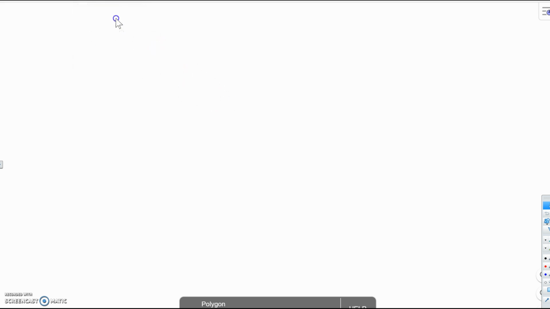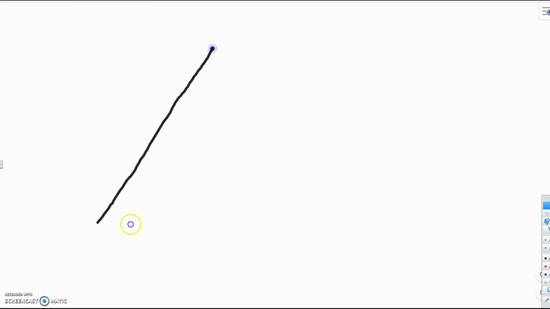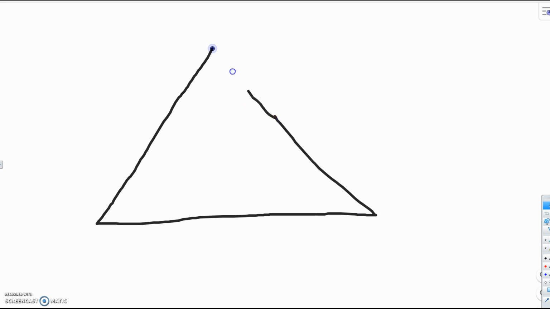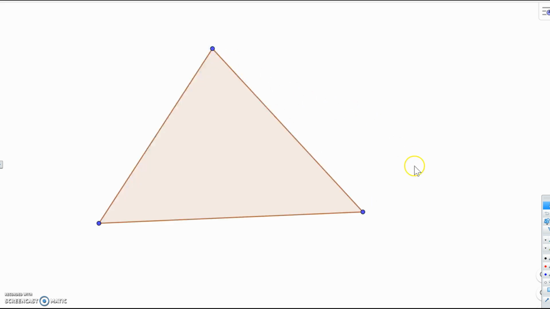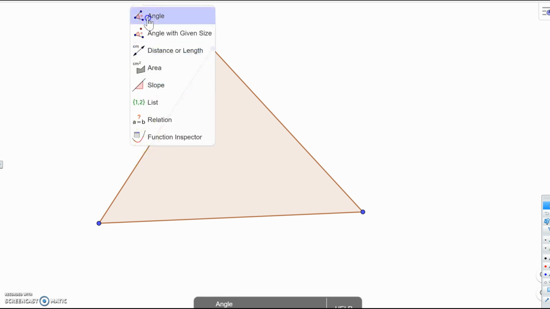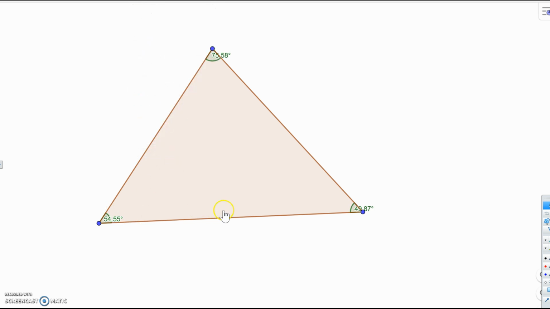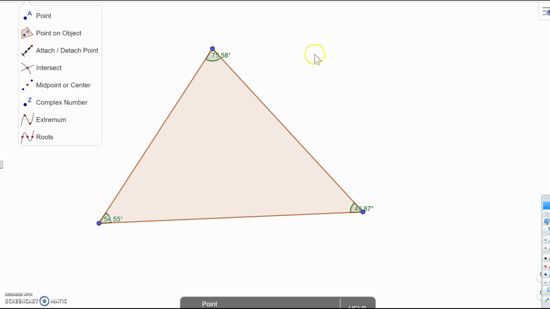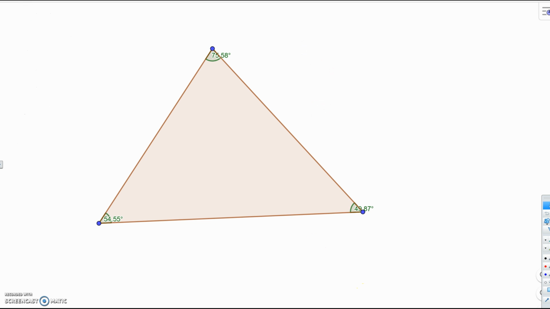I'm going to create just a regular triangle here. So I'm just going to show you what I'm going to do here. So here's a regular triangle, and if I calculate the angles within the triangle, it gives me all the angles here. So we have 49.87, 75.58, and 54.55. If we go ahead and add up all of those angles, I'm just going to copy paste this, and we're going to go ahead and add those.